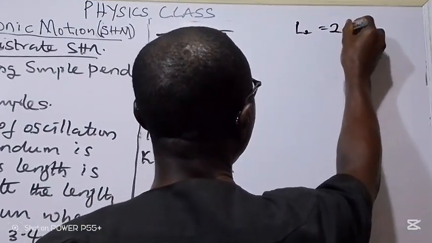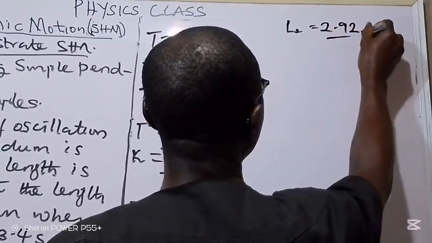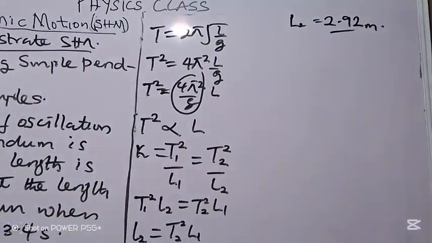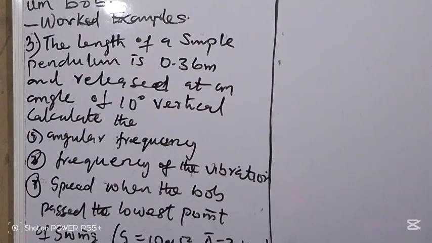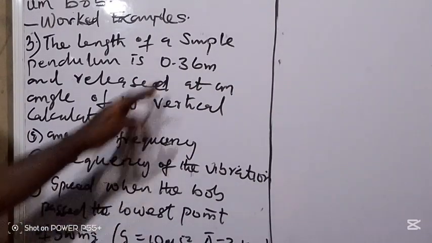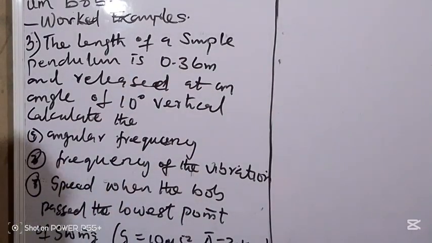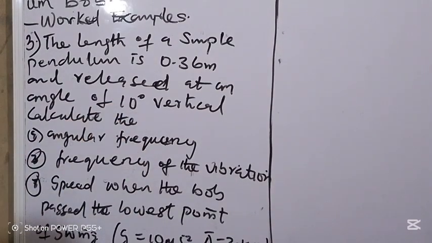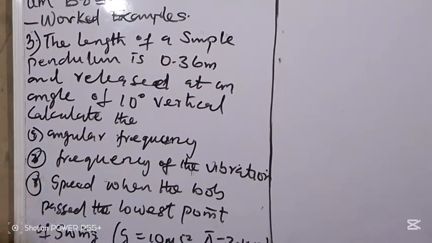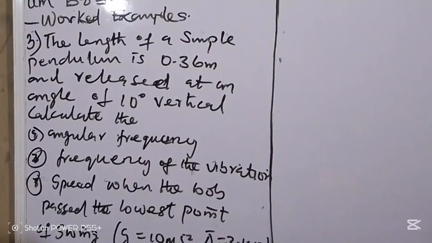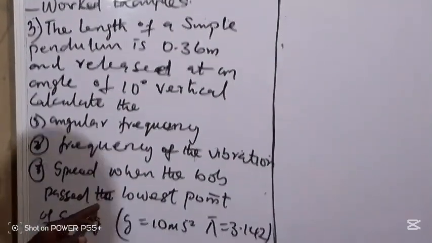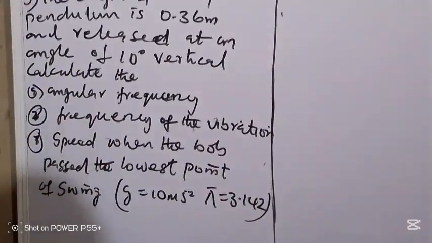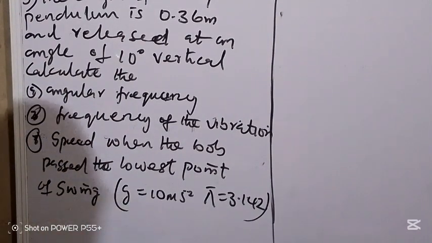That's example 3. The length of a simple pendulum is 0.36 meter and released at an angle of 10 degrees to the vertical. Calculate A, the angular frequency, B, the frequency of the vibration, C, the speed when the ball passes through the lowest point of the swing. G is 10 meters per second squared and pi is 3.142. Now, solution.